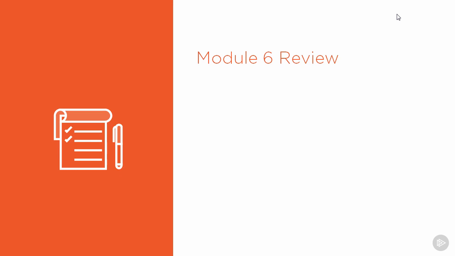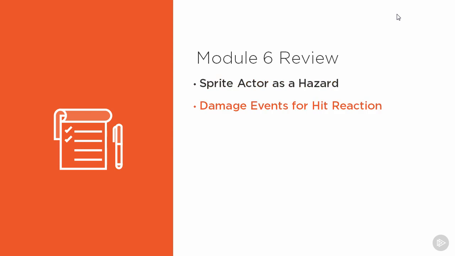To review this module, we looked at creating a sprite actor as a hazard. This actor used an additional collision box to call a damage event in the player. We looked at damage events for hit reactions. We created a getHit event in the player character blueprint to freeze player inputs and drive animation for a hit reaction. This gave us our first event-based animation. We looked at a flipbook animation for hit reaction. We imported sprites and adjusted the keyframes for the hit reaction animation.